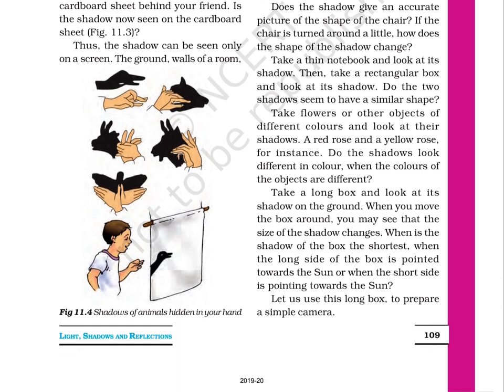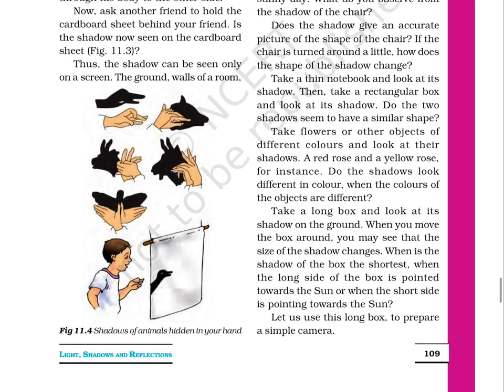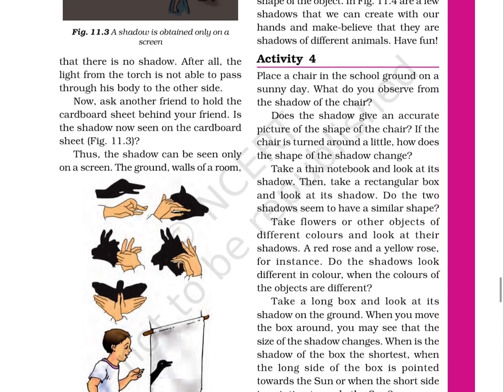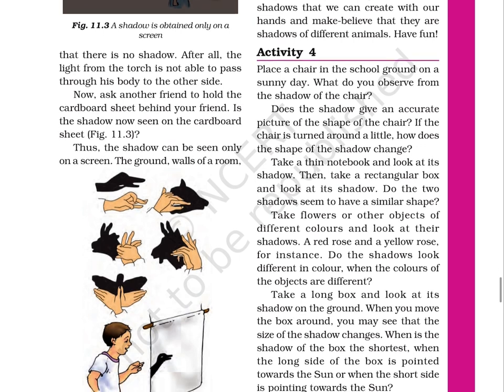Activity 4. Place a chair in the school ground on a sunny day. What do you observe from the shadow of the chair? Does the shadow give an accurate picture of the shape of the chair? If the chair is turned around a little, how does the shape of the shadow change? Take a thin notebook and look at its shadow. Then take a rectangular box and look at its shadow. Do the two shadows seem to have a similar shape?